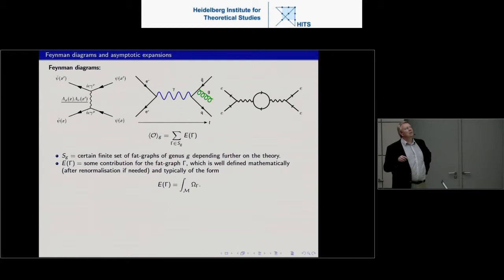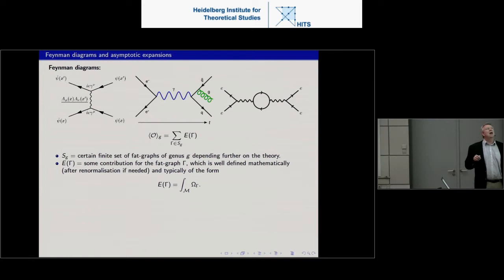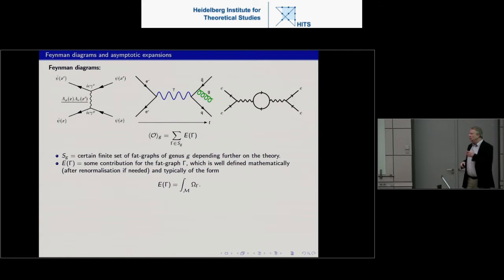And then for each graph, there is some contribution for this graph. And it is typically of the form that you integrate some form over this moduli space. And this integral here is a finite dimensional integral in the cases that one considers. And after some renormalization, because in fact if you take the standard model and just naively apply this mechanism, you will get infinities even at this finite level. But after a renormalization process, the contribution from each Feynman diagram is finite, and then you sum up all the contributions over the graphs of a certain G, we call it genus at the moment. Later we will know why it's called a genus.